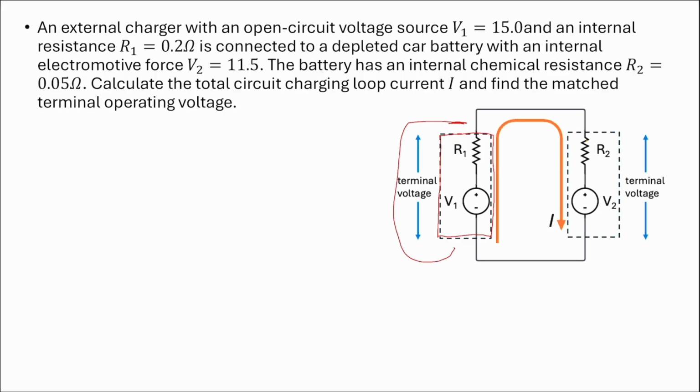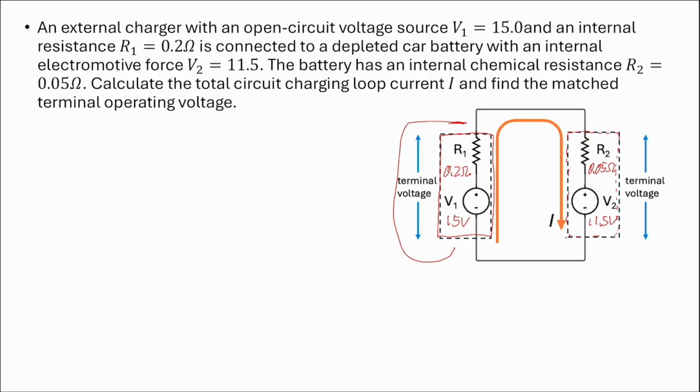And R1 is the internal resistance. Now 15 volt should be put in here. R1 is 0.2 ohm. And the same applies to the car battery. The car battery has its own EMF. In this case, it's 1.5 volt. And its internal resistance is 0.05 ohm. So we use a dotted line to represent the car battery.